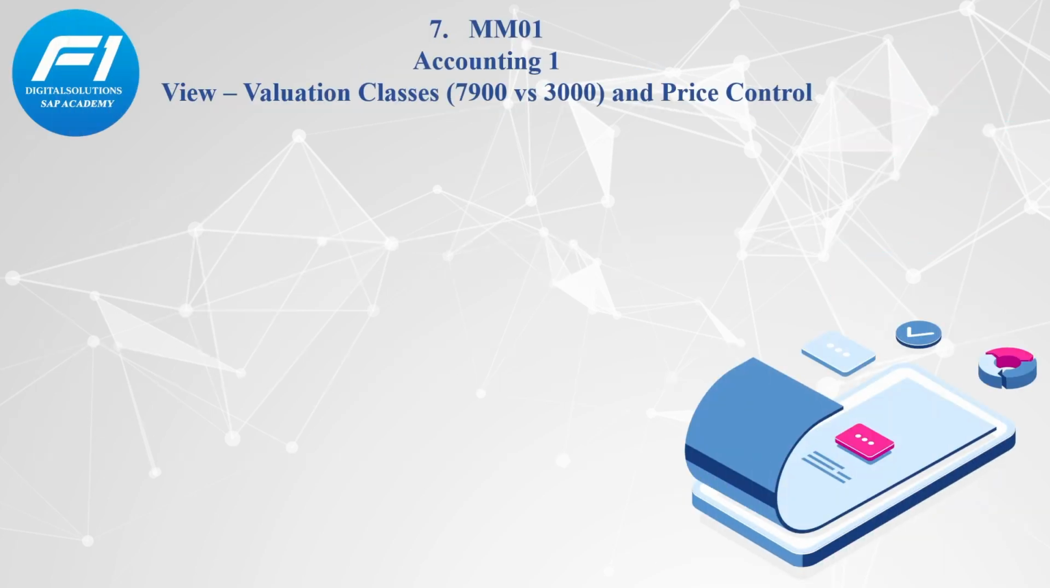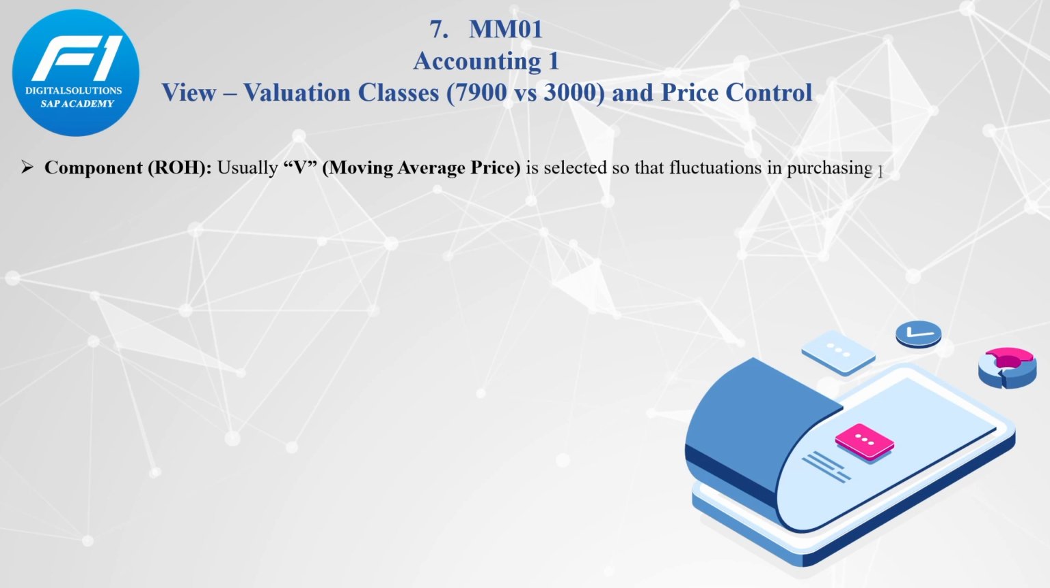Accounting 1 view, valuation classes, and price control. First, let's look at the component RAW. We usually select V for price control. V means moving average price. This helps us see price changes in our costs.